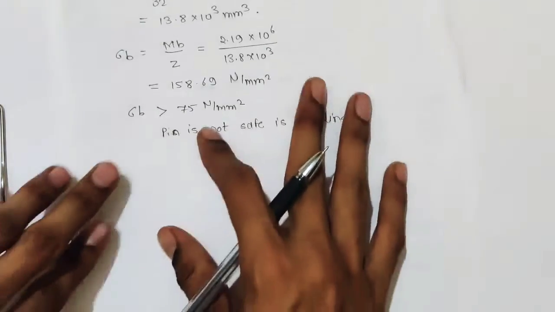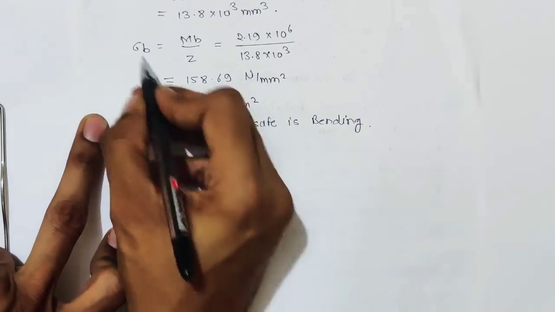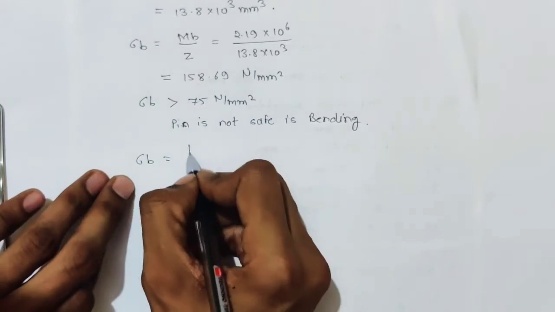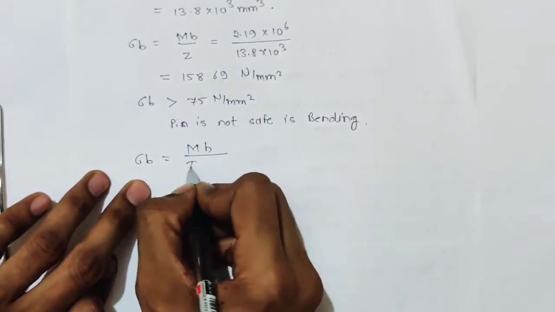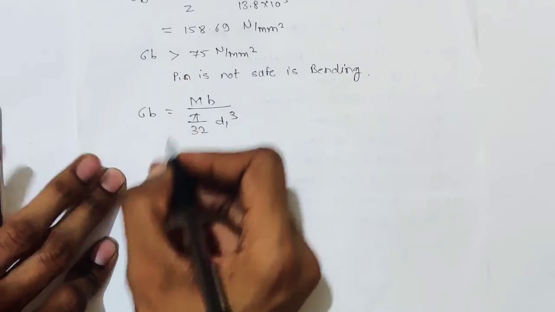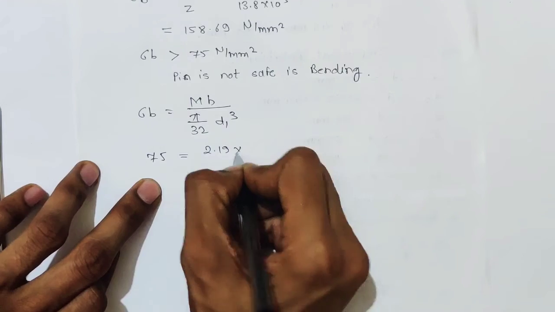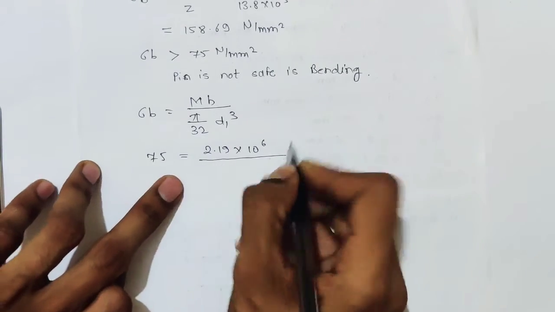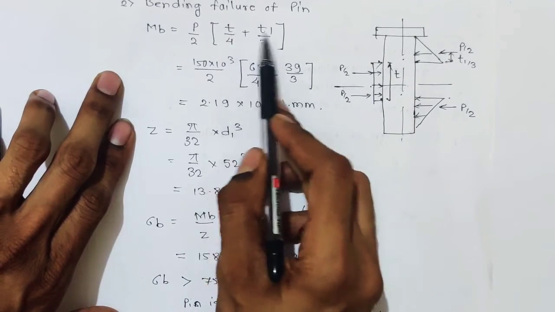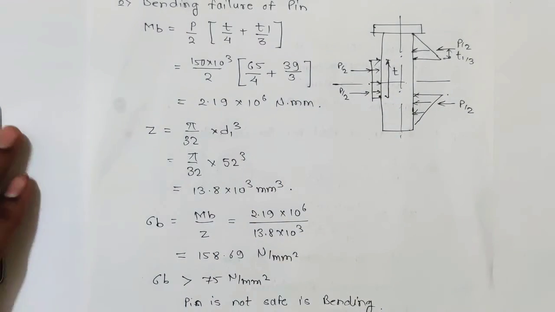Okay. So now what we will do in this equation, we will keep sigma b value as 75 to find the diameter. So sigma b is Mb upon Z, which is pi by 32 d1 cube. Sigma b we will keep as 75 as a safe load. What is Mb? Mb we know, 2.19 into 10 raised to 6. Remember, Mb includes T and T1, so we are not changing T and T1.